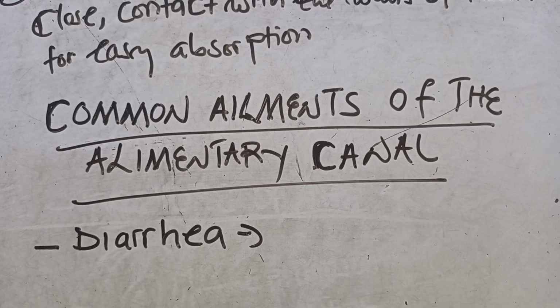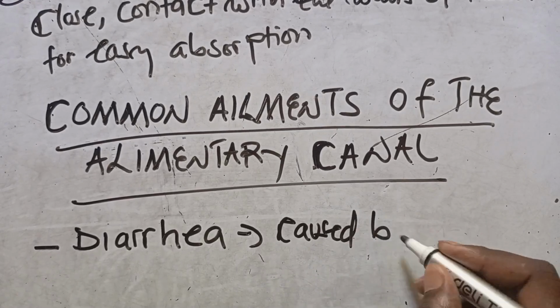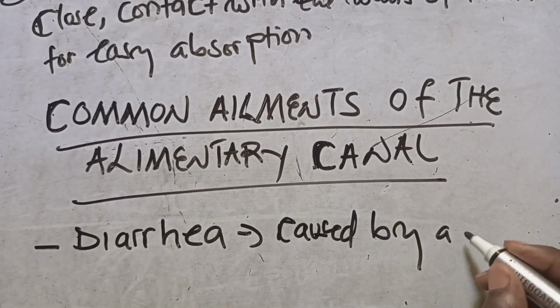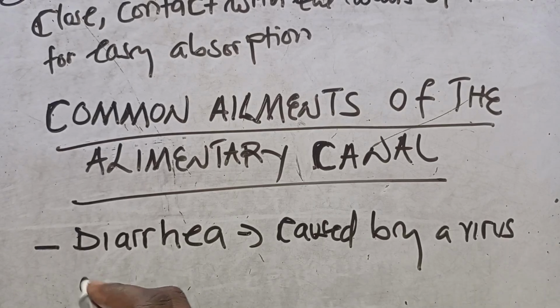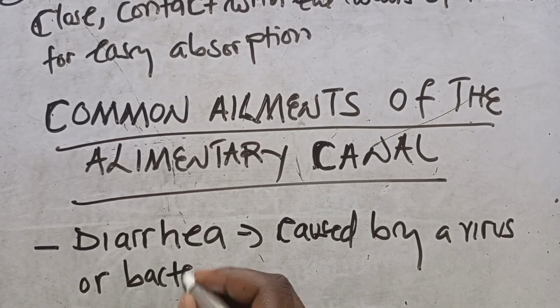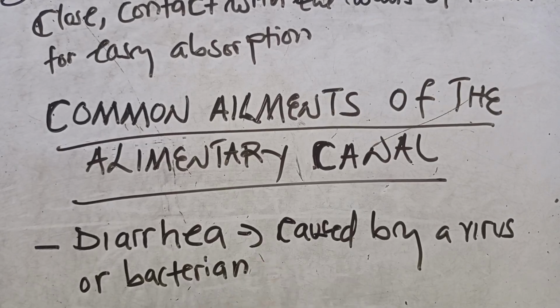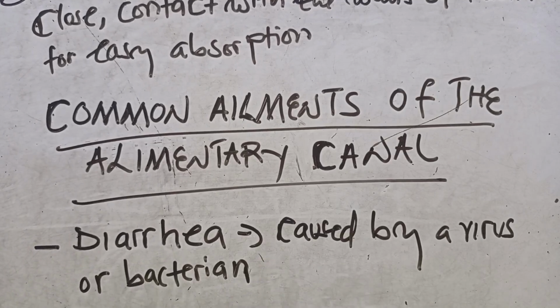So diarrhea is caused by what? Caused by a virus or bacteria. So when you feed on food that has a virus or a bacteria, you're going to have what? Diarrhea.